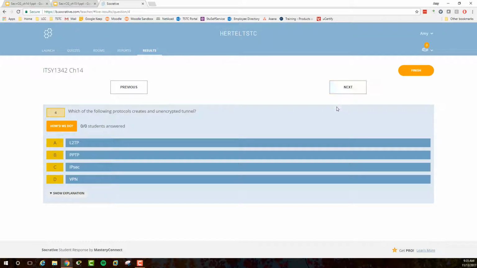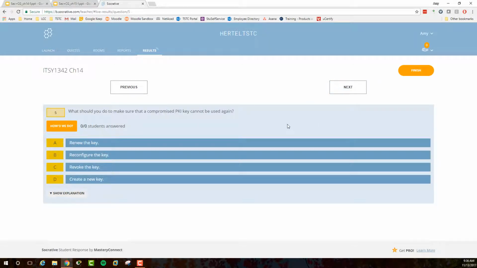Which of the following protocols creates an unencrypted tunnel? L2TP, PPTP, IPsec, or VPN? Okay, so as we spoke about earlier, a VPN is a private but unencrypted tunnel to the internet. And we need some other protocol like PPTP or IPsec to make that a private tunnel that has encryption in it as well.